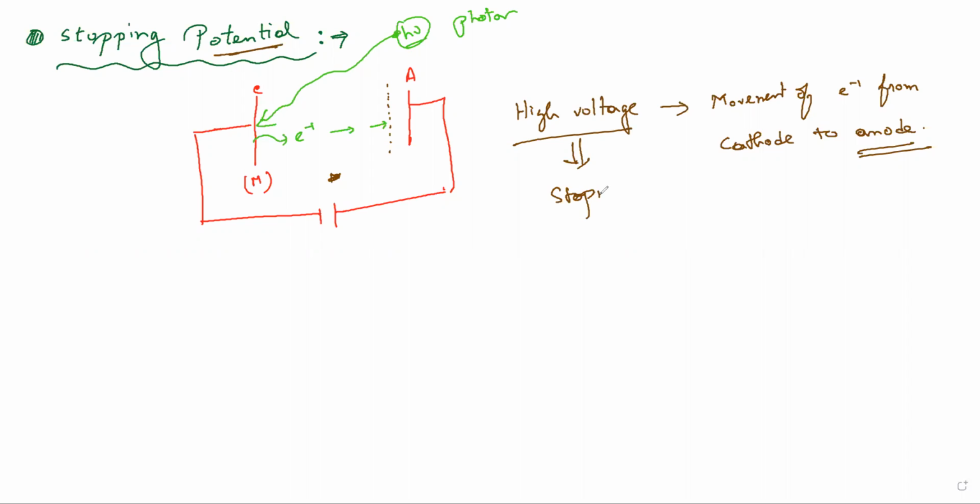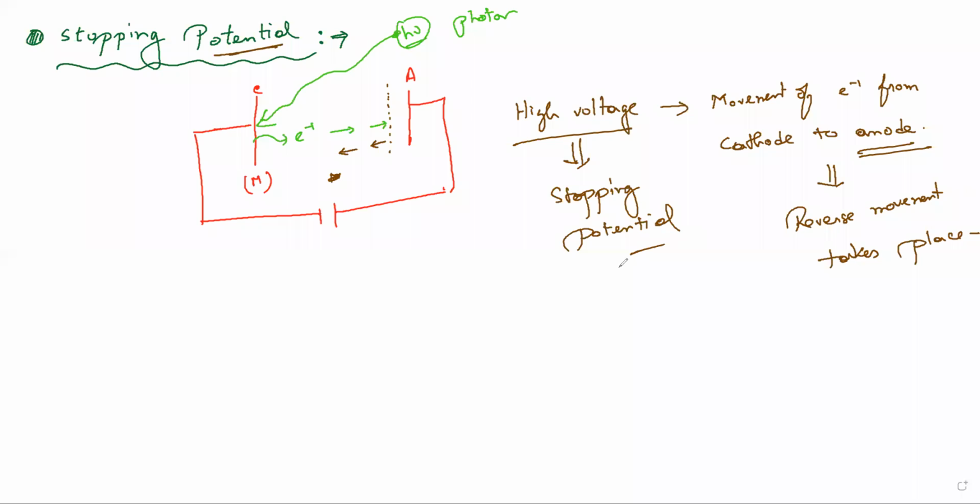So stopping potential is particularly a high voltage; after applying this high voltage, the movement of electron from cathode to anode gets stopped. That's why the reverse movement takes place. In this case, reverse movement takes place. Okay, this is called stopping potential. Any doubt regarding this part? What is stopping potential and what is this? This part is clear?